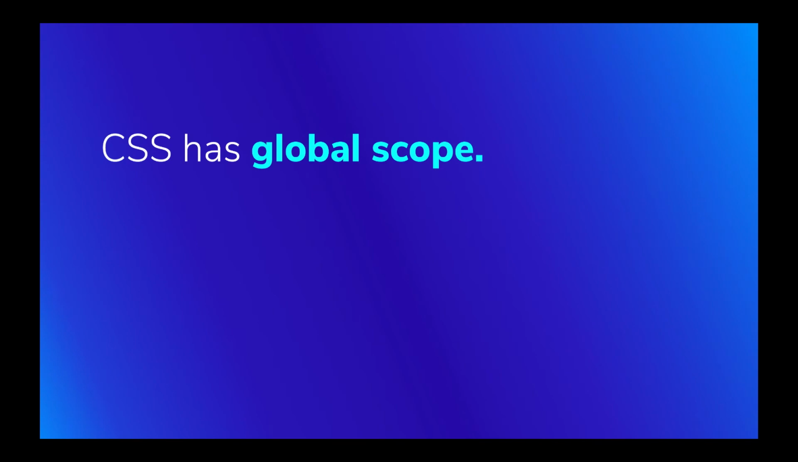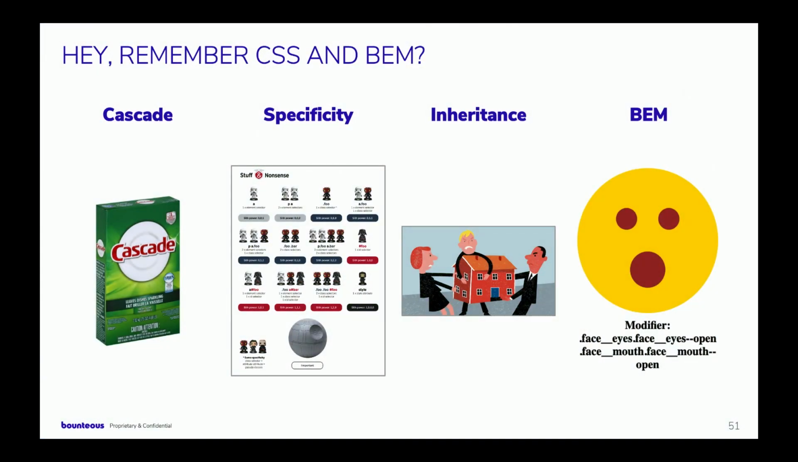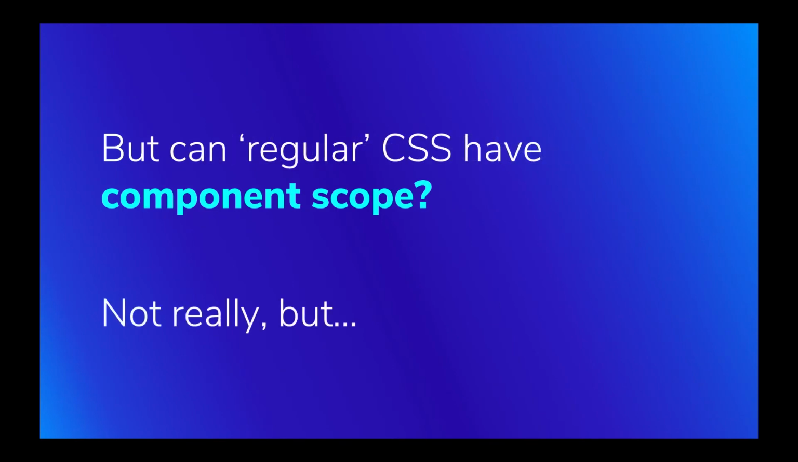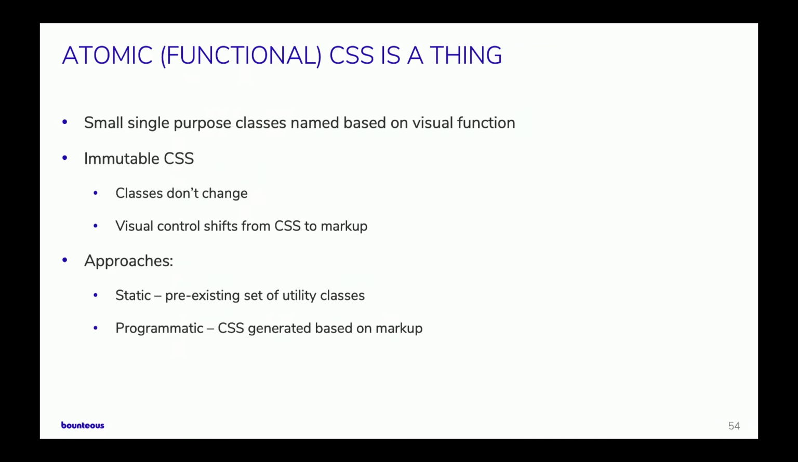CSS has global scope. So we talked about a lot of things that give CSS some superpowers: cascade, specificity, inheritance. We talked about BEM as a naming convention and a way to give ourselves something like component scope with traditional CSS. But based on what we've seen so far, some questions we might be asking is: could regular CSS have something like component scope for real? And the answer to that is not really. But this is kind of a little bit of a tangent, but it seemed like an interesting thing to talk about a little bit.